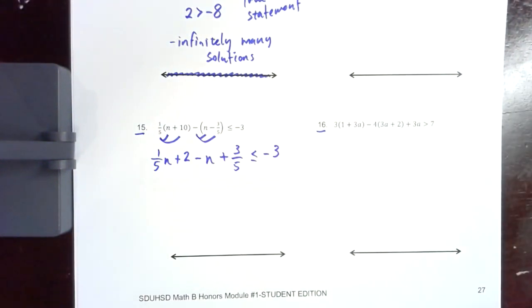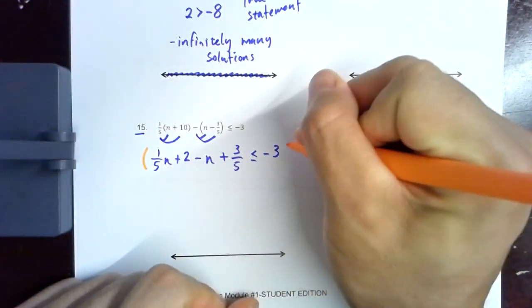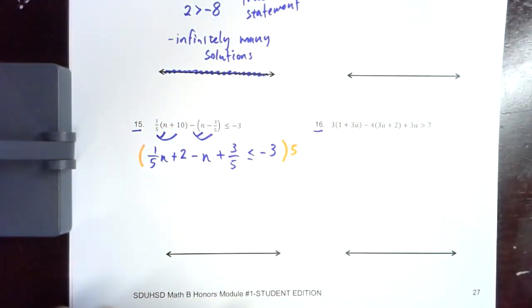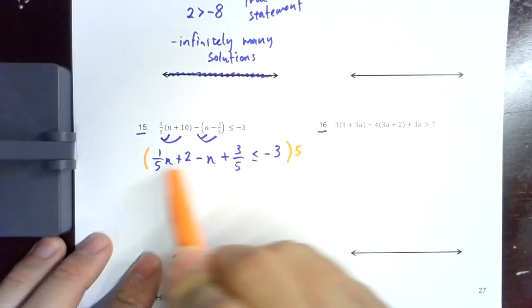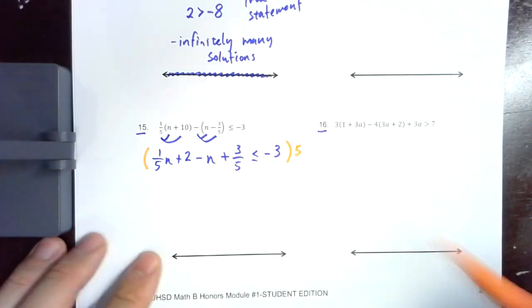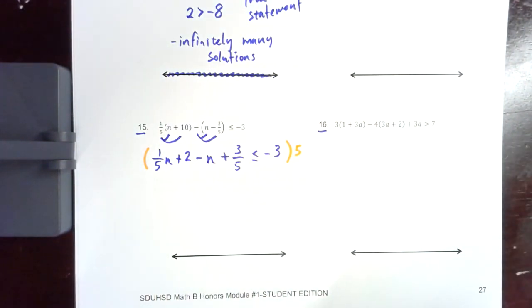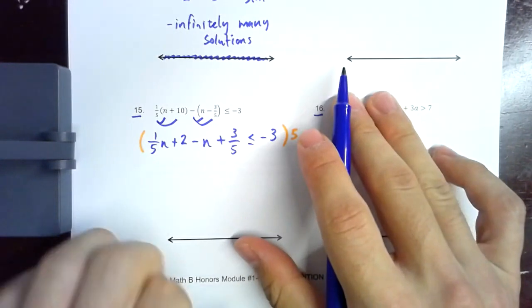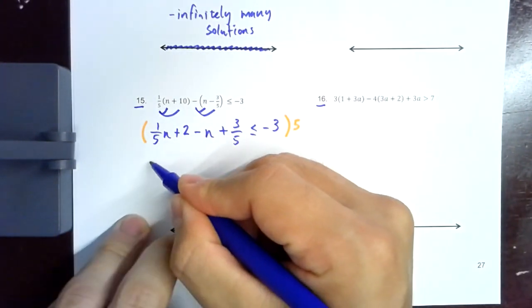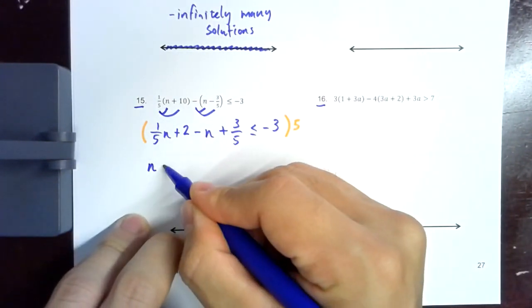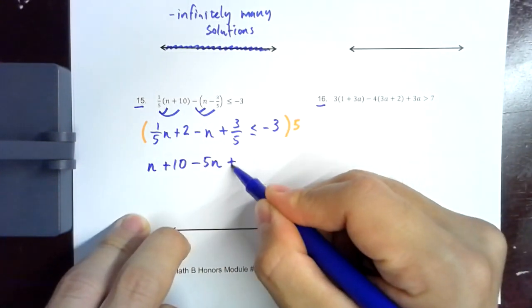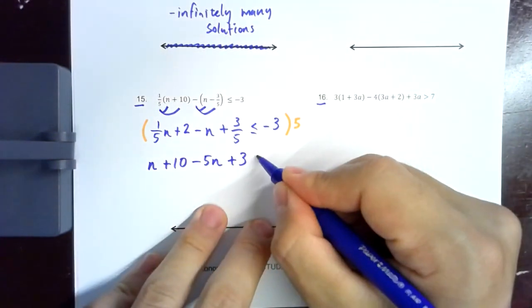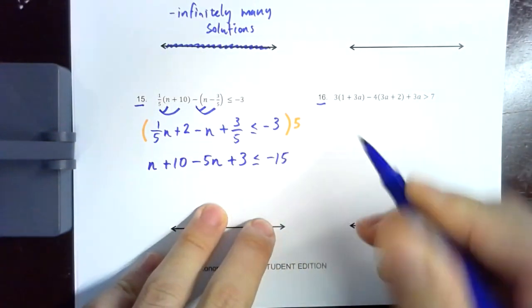Okay, so the good news is we have denominators that are the same. They both have a 5. So I'm going to use my 5 hammer and hit every term with the 5 multiplier, right? And every single term gets affected. That's the only way that this is fair. And you end up getting n, right, which is very good to see, plus 10, minus 5n plus 3. This is less than or equal to negative 15.